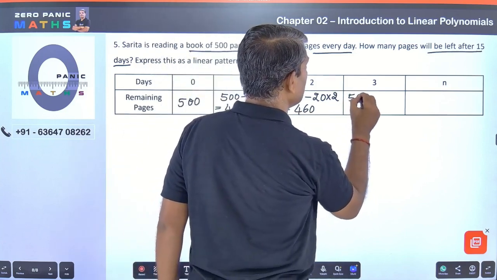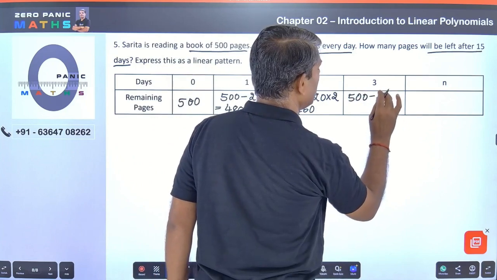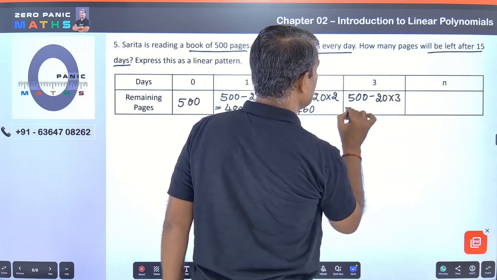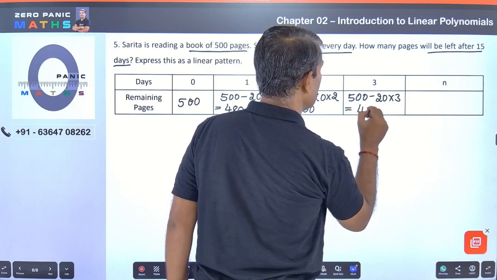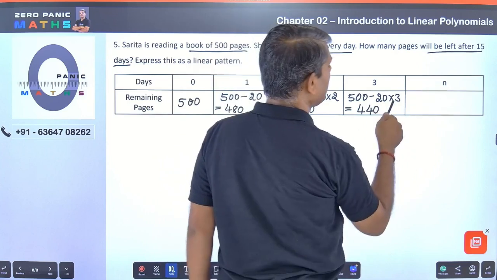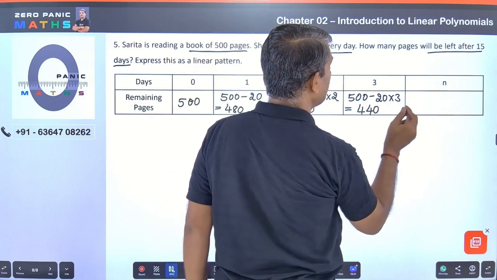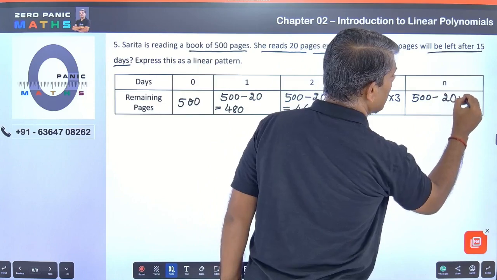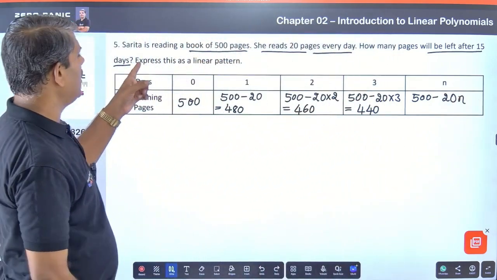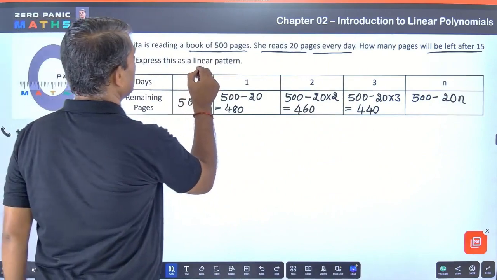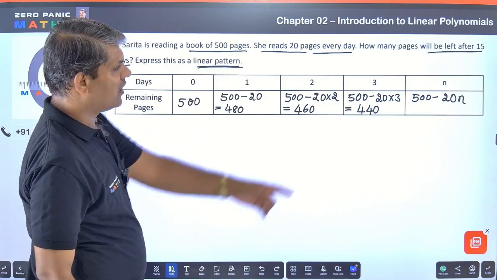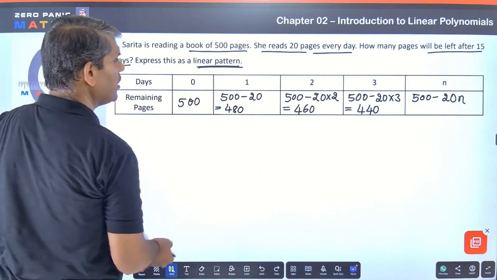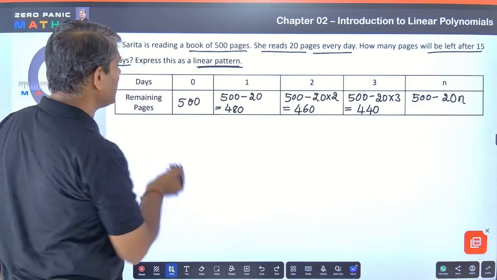After the third day, 20 pages multiplied by 3, that is 60. 500 minus 60 is 440. Similarly after the nth day, just replace 1, 2, 3 by n here, so that is 500 minus 20 times n, and that is the actual linear pattern. Expressing that as a linear pattern is 500 minus 20n. Now let us write that in a descriptive way. We have written it for all the problems, let us write it here also.